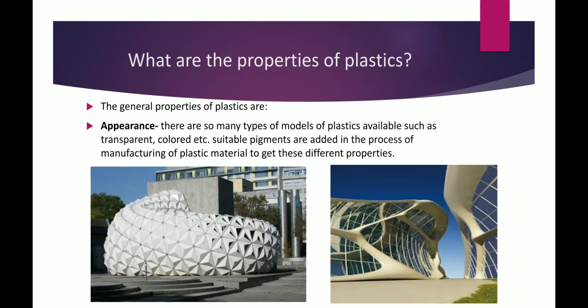What are the properties of plastics? The general properties of plastics are appearance. There are so many types and models of plastics available, such as transparent, colored, etc. Suitable pigments are added in the process of manufacturing of plastic material to get these different properties. As you can see in the pictures below, these properties are very important because they are what will give the good appearance to the structure and make it attractive.